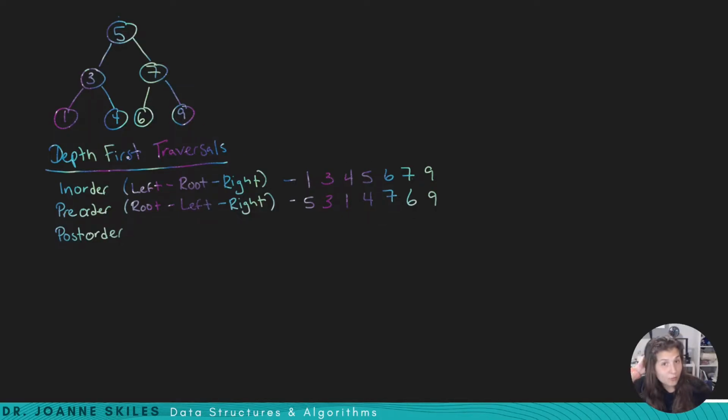So in the case of preorder, for the tree that we have as an example here, it would be 5, 3, 1, 4, 7, 6, 9. Now, postorder. Postorder traversal is where we visit the leftmost node, and then we visit the right, and then finally the root. So it works as left, right, root.